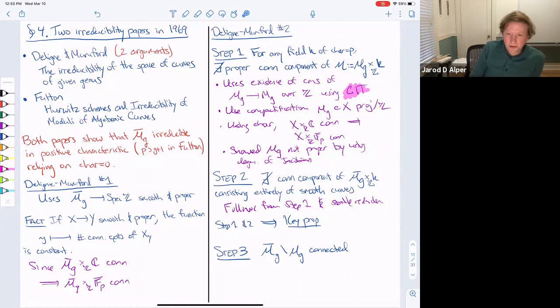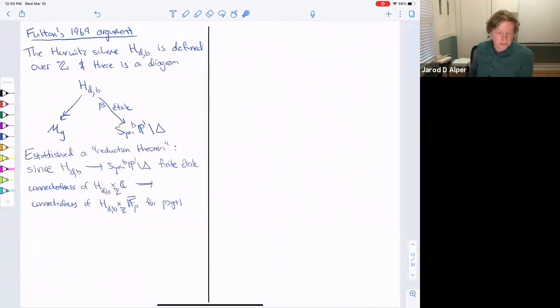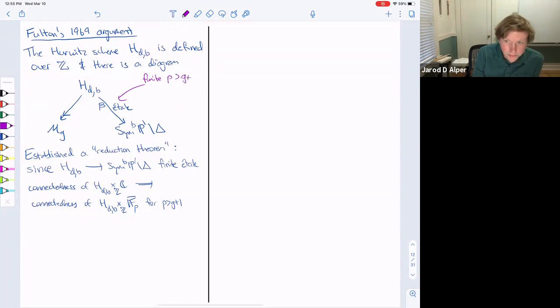And finally, just to go very quickly over Fulton's argument in 1969, just to give some historical perspective, his approach didn't use properness, but his strategy was he wanted to define the Hurwitz scheme. He defines it over Z. And so he showed that our picture over the complex numbers extends to a picture over the integers. And he showed that this map was finite as long as the characteristic was bigger than the genus. It actually fails, there's a discussion in that paper. It's not finite in low characteristic.